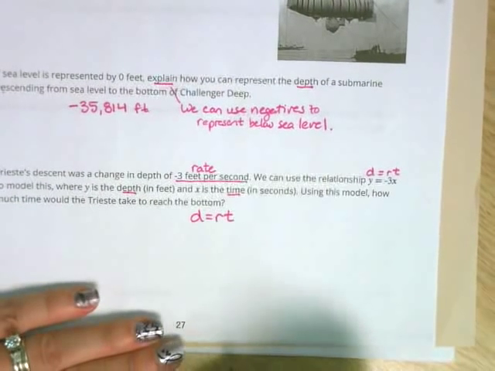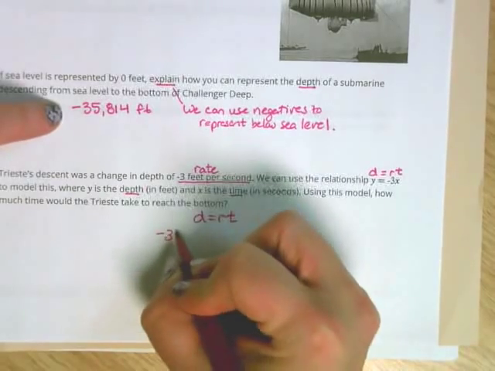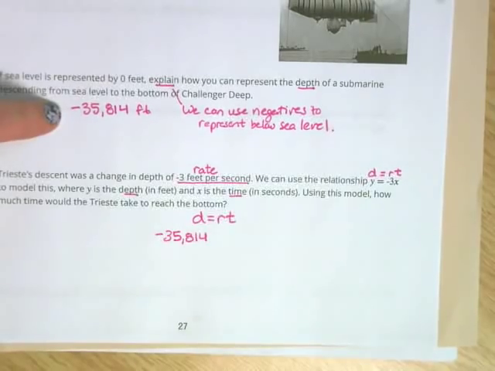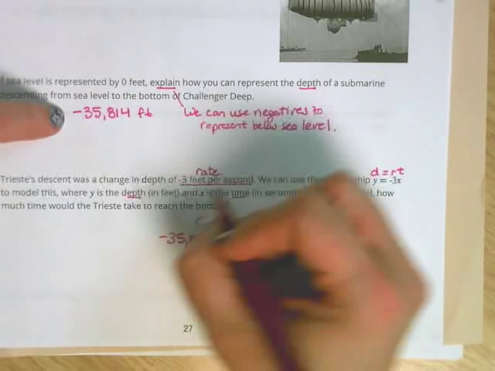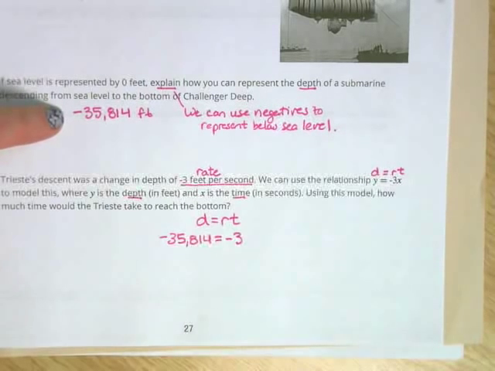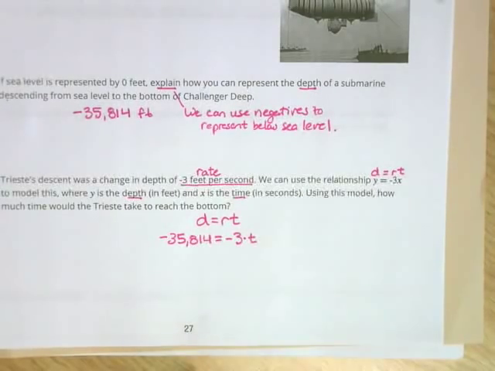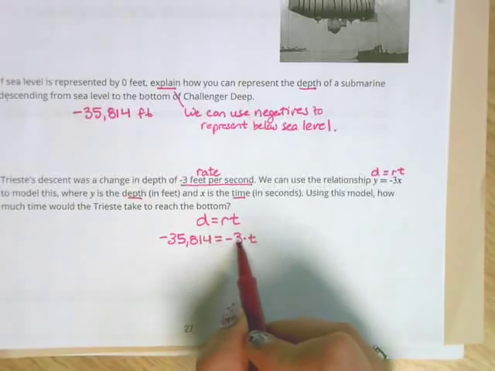What is that depth? We know how far the bottom is. It's this negative, crazy number, negative 35,814. That's how far down it would have to go. Do we know its rate? Yeah, we know the rate is negative 3 feet per second, so that's a negative 3. Do we know how long it would take? No, we don't know the time. So we have this equation now, negative 35,814 equals negative 3 times t.